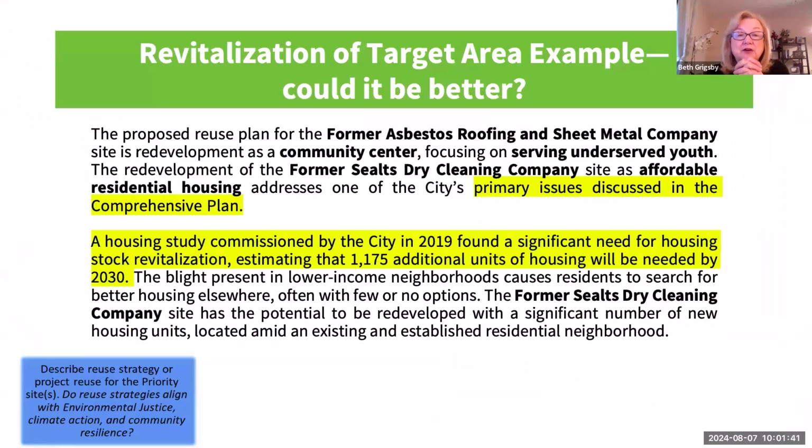So what can be better here? Well, let's see. They talk about a proposed reuse. They talk about a housing study commissioned by the city. What I don't see is how it relates to environmental justice, climate adaptation. Oh, there was one other, and I can't even remember it now. I'm so sorry, but there was another factor there. You need to tie that in. There's probably other gaps here. So just an example. Next slide, please.